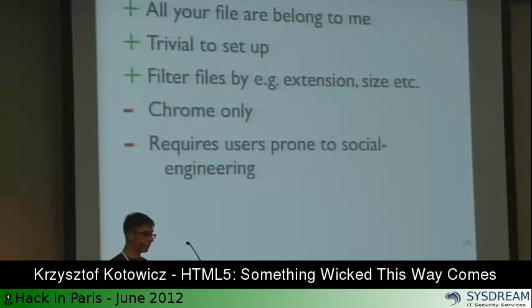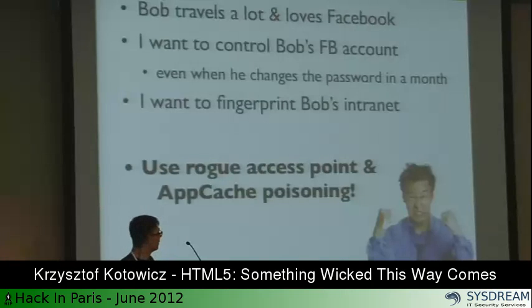It is trivial to set up. You can filter the files from the directory that the user chose by extension or size. Just run any JavaScript-based logic to filter out the files that you're actually interested in and download them automatically. Unfortunately, it is Chrome only. Chrome or the WebKit browsers only. Only they allow the directory attribute of the input type equals file element. And of course, it requires some user interaction, so the user must be prone to social engineering. And this was like an introductory way of pwning Bob.